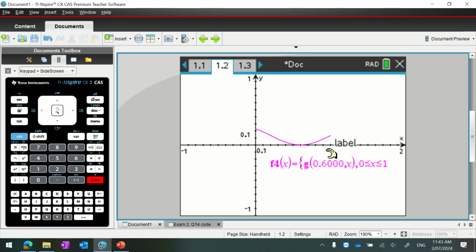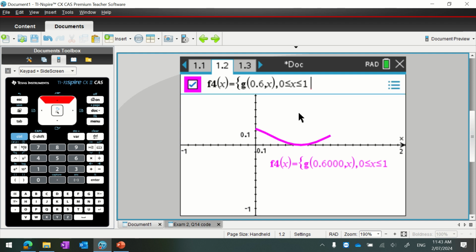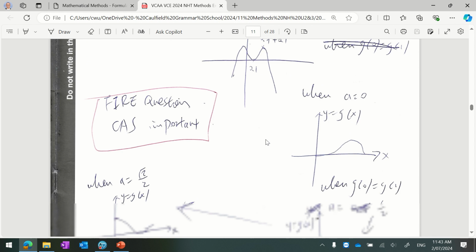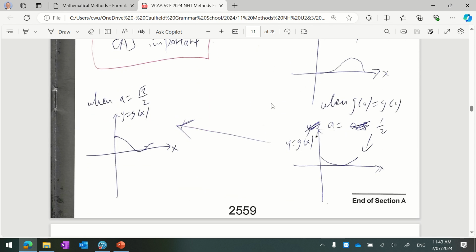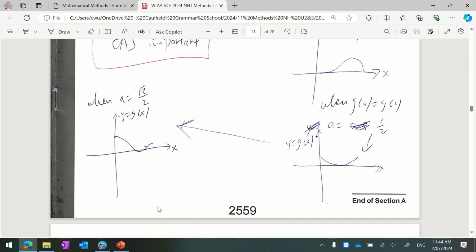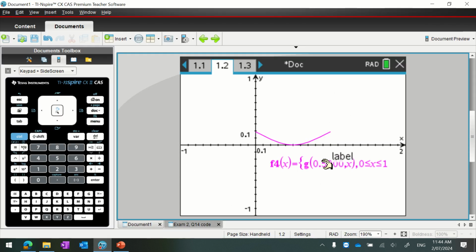We need to find the a value for which the y values are the same. And is it half exactly? Did I write half exactly? Oh, I said half exactly. Well, at this point, we don't know if it's half exactly. So this is what I did.